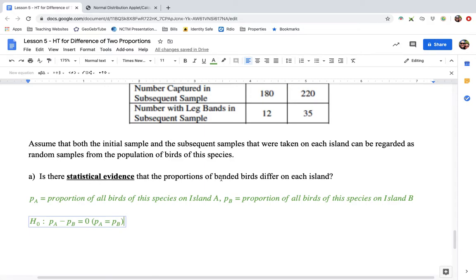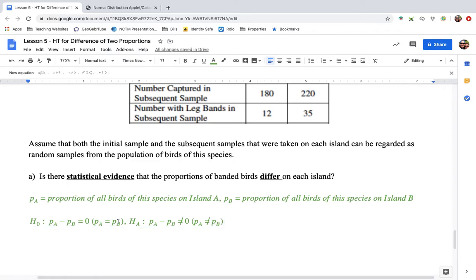They want to know, are the proportions different? Do they differ on each island? So that means our alternative hypothesis is that we have a not equal to. Alternative, that this difference is not zero. In other words, we don't know if it's bigger, which one's bigger, or which one's smaller, but we're going to go ahead and say that they're probably not equal. So that's going to be our alternative explanation for these people when we're done.